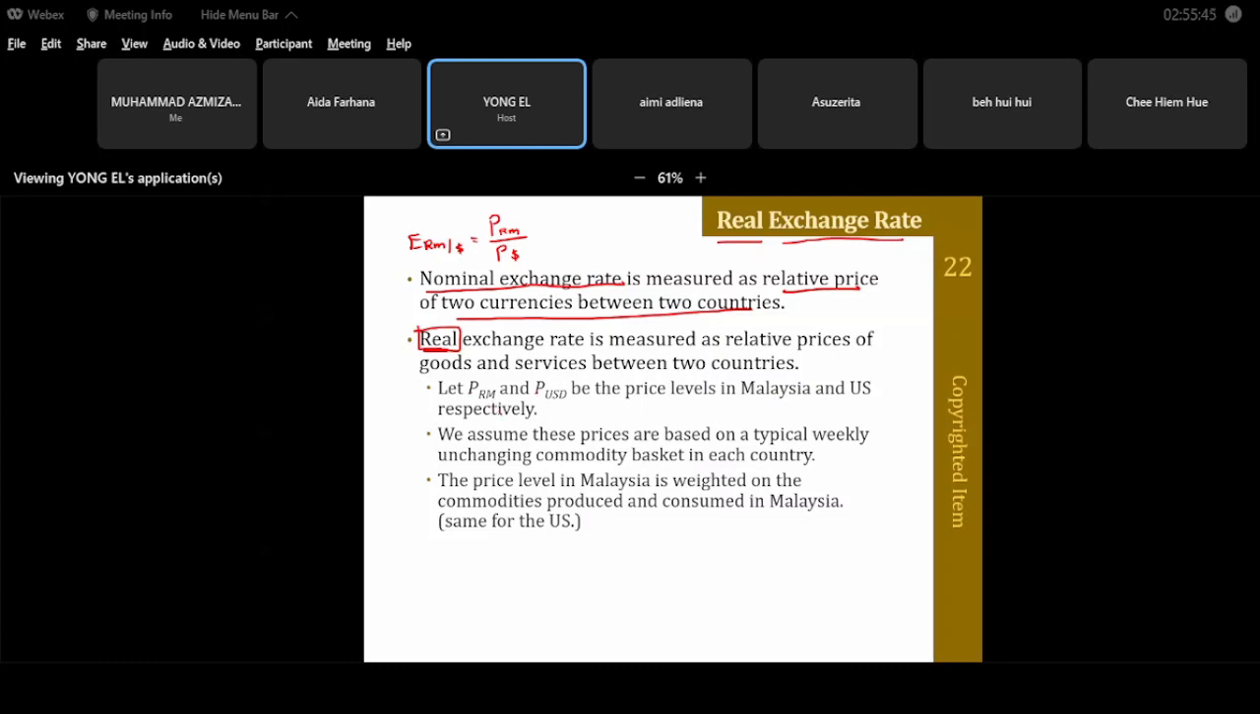Let these two also be the price in Malaysia and the US. We assume these prices are based on a typically weekly, unchanging commodity basket. The price level in Malaysia is weighted on the commodity prices produced and consumed in Malaysia. Our purpose here is to study the equation for the real exchange rate, which we understand is the exchange rate that is based on PPP.